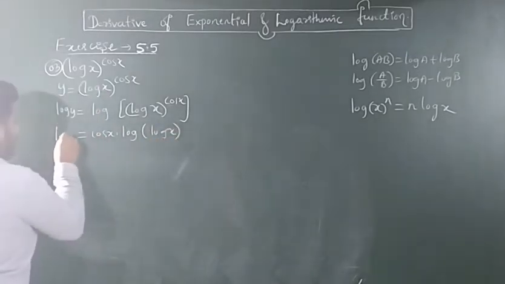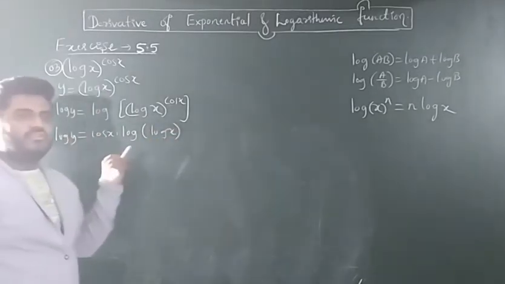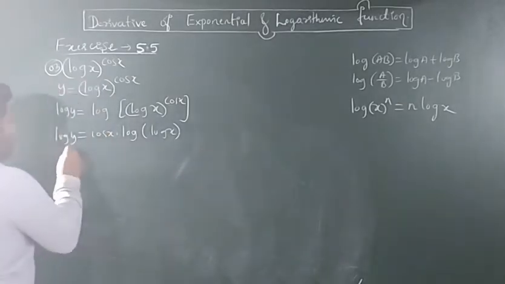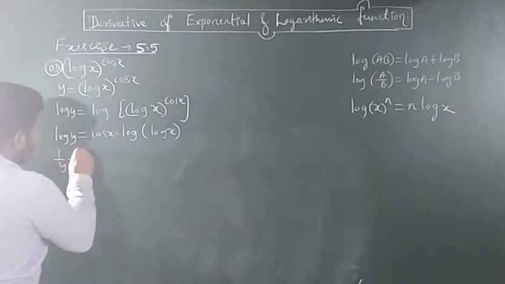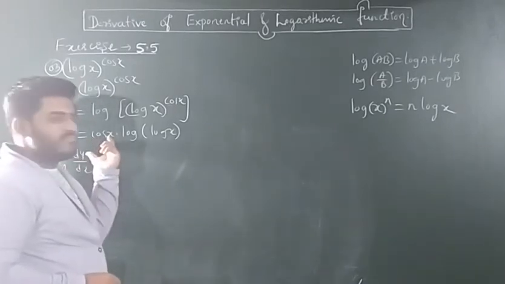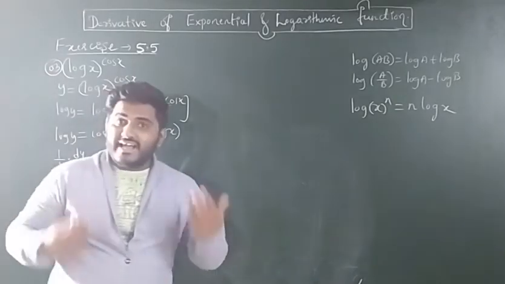Here it is log y as it is. Now we should apply the derivative formulas. So differentiate this one. Log y differentiation is 1 by y into dy by dx. Here we have cos x as one function, and log of log x as another function.